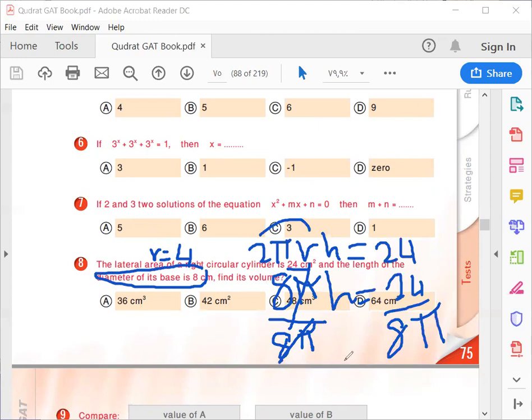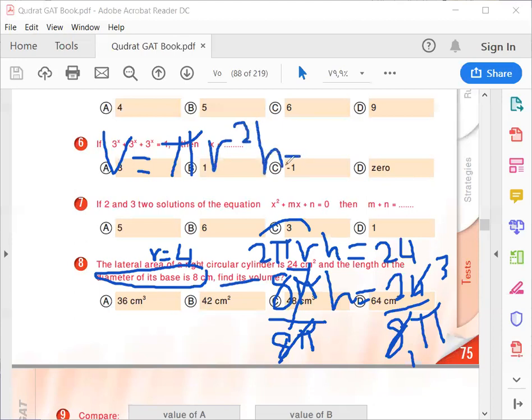24 divided by 8 equals 3. So you put it here. I find now H. So you can substitute this here. Also you can simplify it. H equals 3 over by. He said find its volume. What is the volume? The volume equals by R square H. Now everything is found.